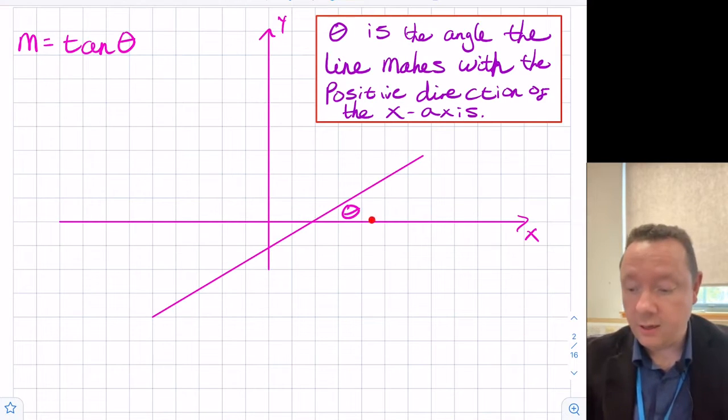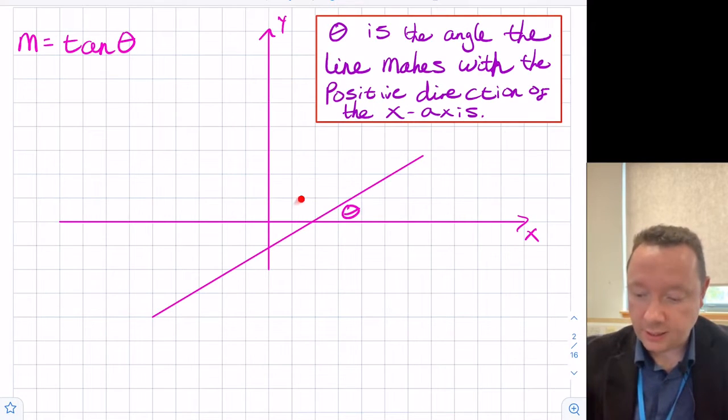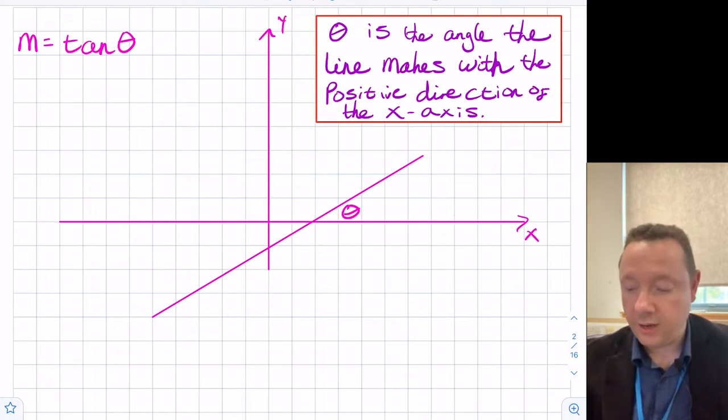Now this theta is this direction with the x-axis. We call that the positive direction. So it's not the angle on this side, it is the angle on this side, the angle it makes with the positive direction of the x-axis. And you can work that out from either the x-axis itself or draw any horizontal line and it'll give you the same angle.